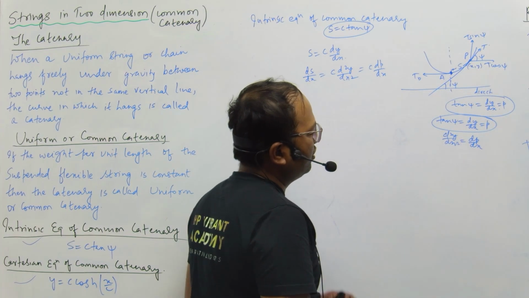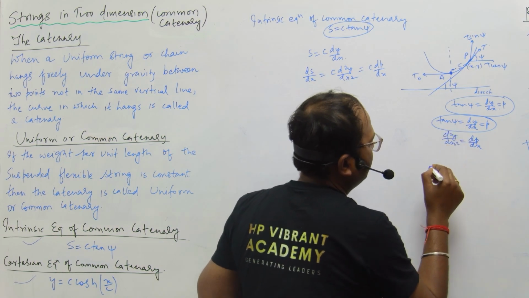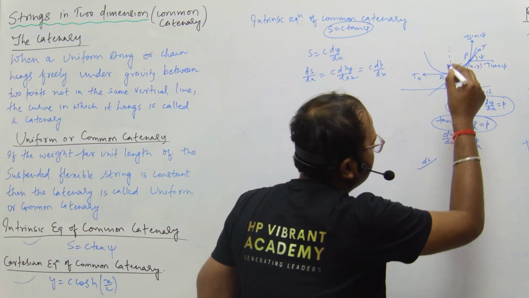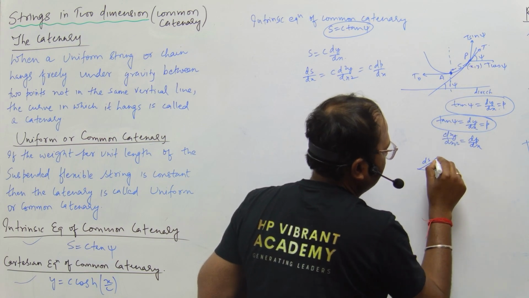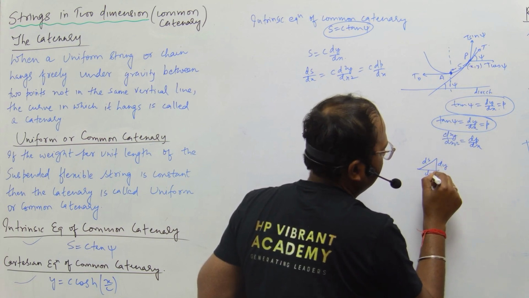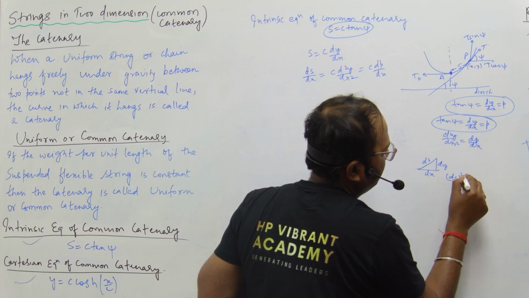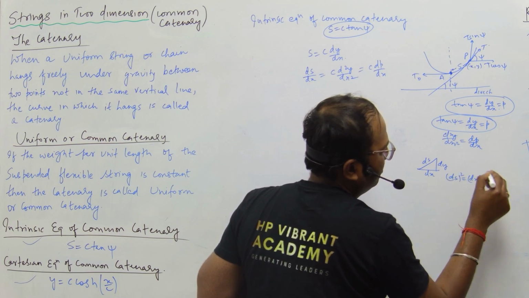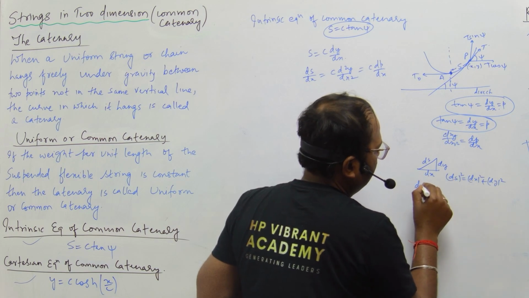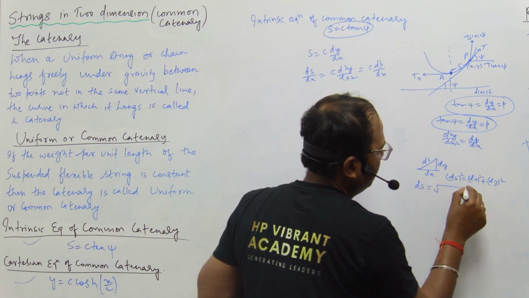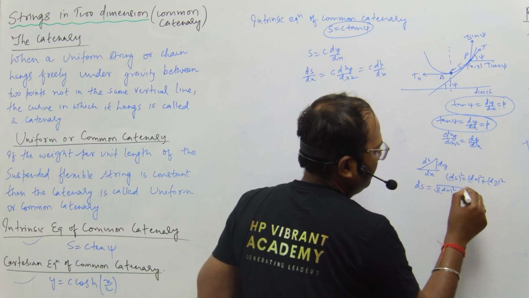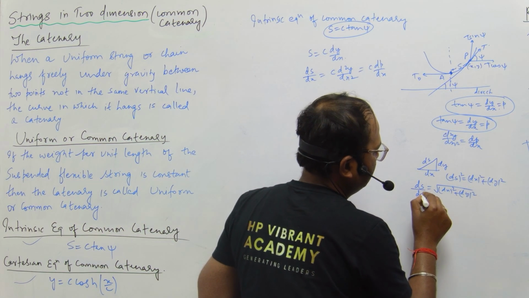Now let us take the differential length of this s. Differential length of this s is ds, and this is dy, and this is dx. So we have ds square is equal to dx square plus dy square. Let us take this under root. So ds is equal to under root dx square plus dy square. Let us divide this by dx.